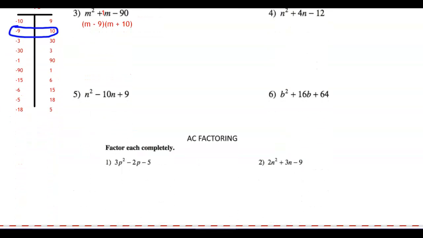Moving on to the last one in this row, it's n squared minus 10n plus 9. Pause the video, try this one out. This one's going to be a little bit quicker, and then see if you got it right.